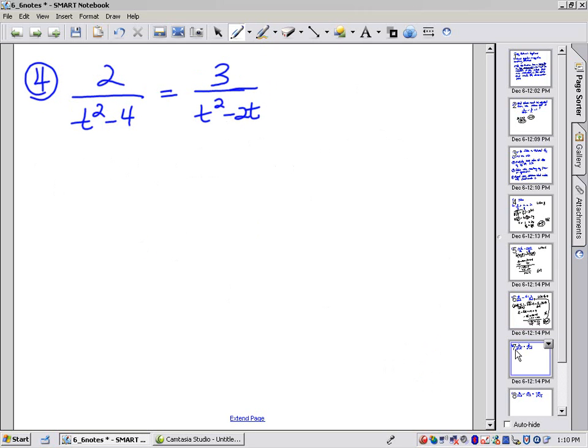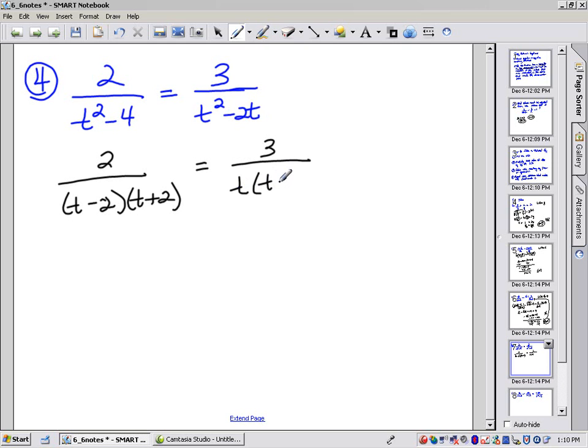Another example, 2 over t squared minus 4 is equal to 3 over t squared minus 2t. This one's going to require a little bit more work to find the LCD. We need to rewrite this so that each denominator is in factored form. T squared minus 4 is the difference of squares, so it's t minus 2 times t plus 2. That's equal to 3 over t squared minus 2t, which has a t in common, and that leaves a t minus 2.